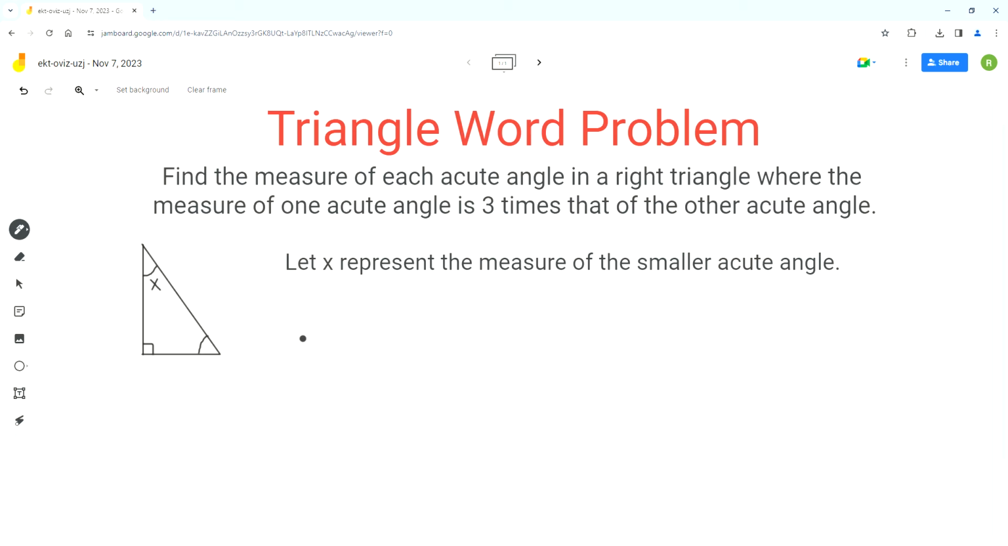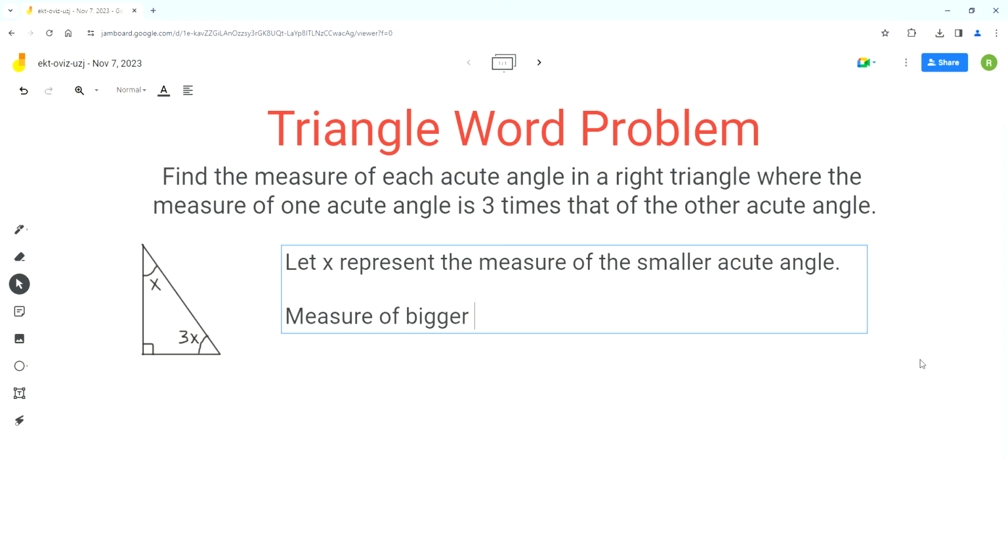So that means the other acute angle is equal to 3x, because as per the problem, one acute angle is 3 times that of the other acute angle. So we can write that as a statement. So measure of bigger acute angle equals 3x.